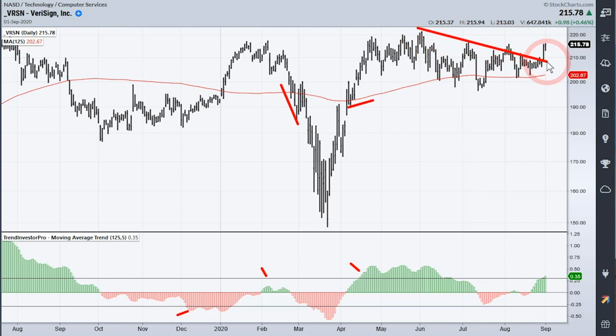And if you do a little bit of subjective drawing, you can see that maybe you have a big advance, a correction, and you're breaking out again to continue higher. So this is the moving average trend, I call it, which is the direction or rate of change of a moving average.